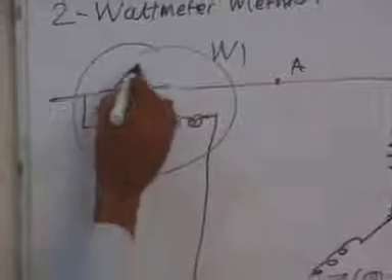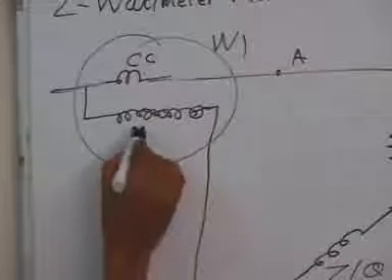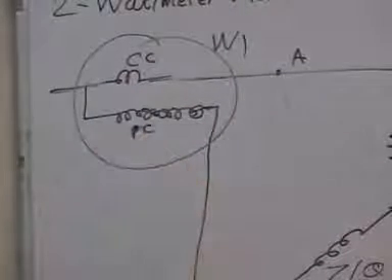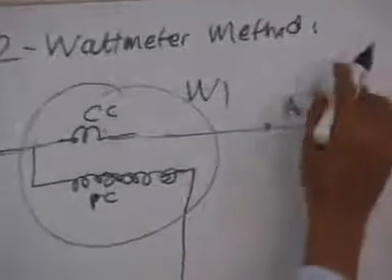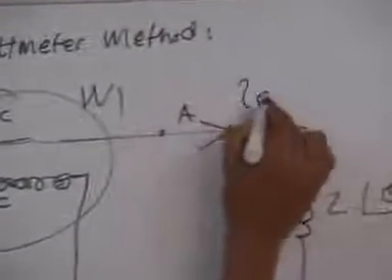How do you connect it? Current coil is here and potential coil is here. Current coil is in the phase A. The current of phase A, let's say I call the current as IA.